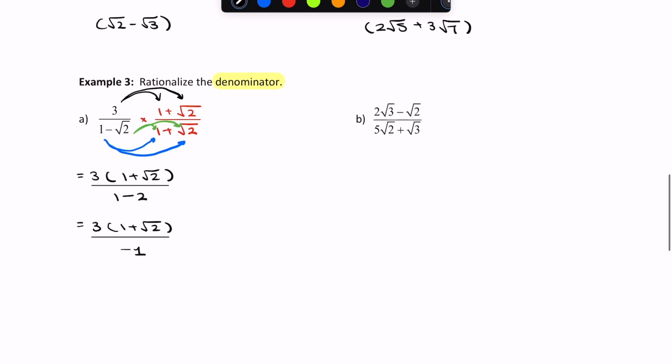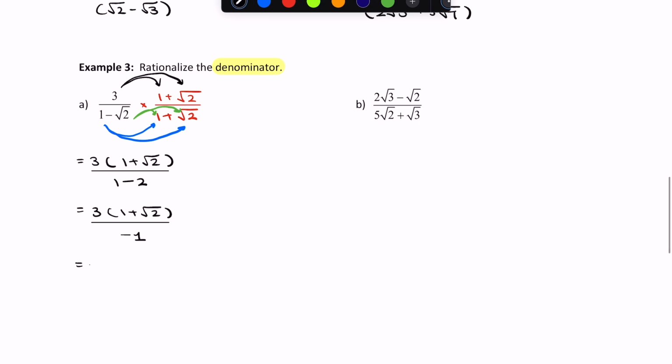And there's two ways you can write this. Again, here you can leave it as negative 3 bracket 1 plus square root 2. Or if you want to distribute inside, then you can write it as negative 3 minus 3 square root 2.